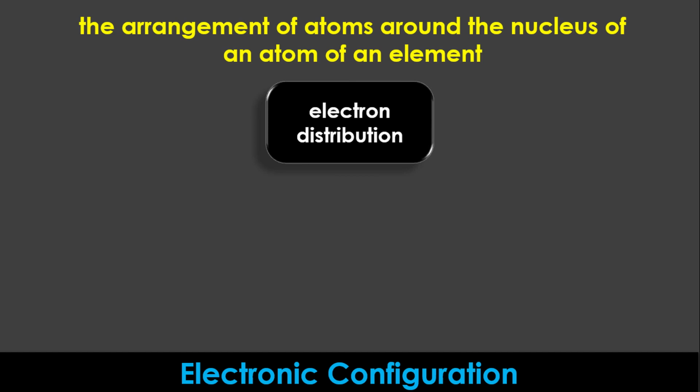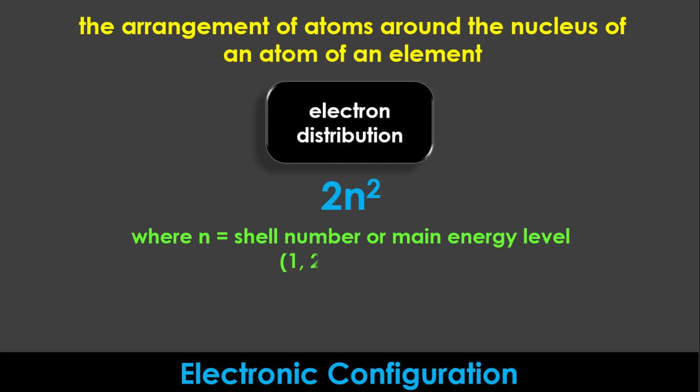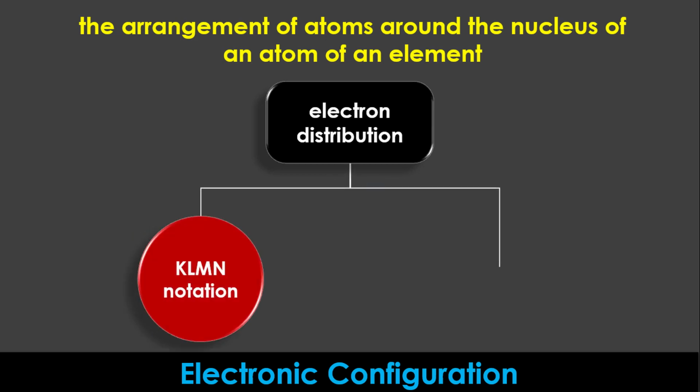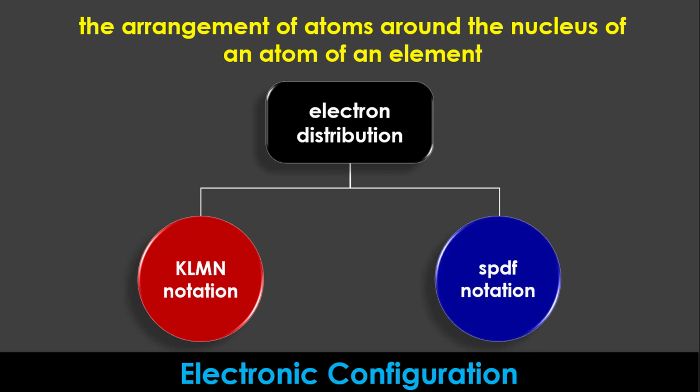In writing the electronic configuration of an element, we need to know the maximum number of electrons that can be accommodated in a given shell or energy level by using the formula 2n squared, where n is the shell number or main energy level. The electron distribution of the atom of an element can be represented in two ways, namely the shell or KLMN notation and the quantum number or SPDF notation. In this lesson, our focus shall be on the KLMN notation.